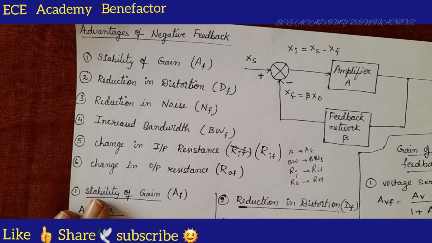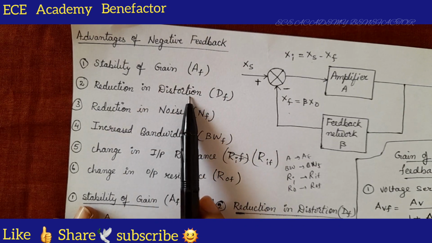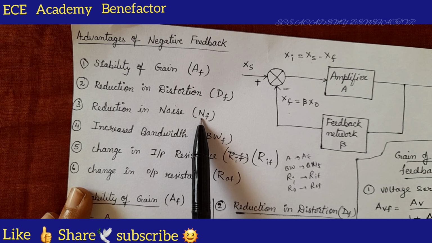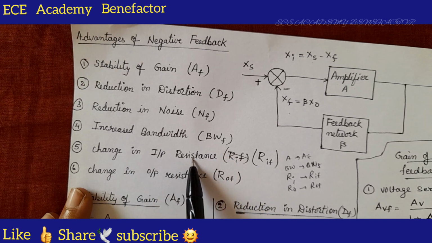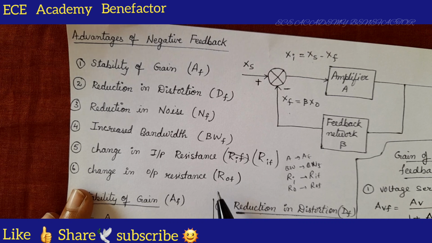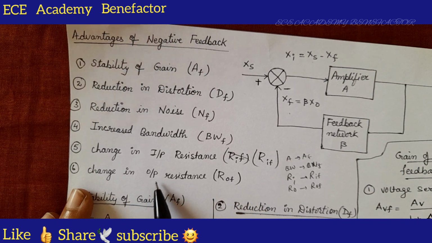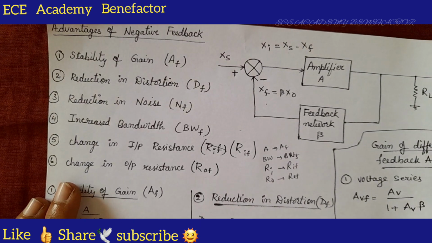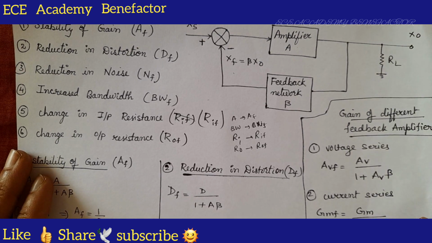I hope now it's very easy to remember these advantages of negative feedback: stability of gain AF, reduction in distortion DF is equal to D by 1 plus A beta, reduction in noise NF is equal to N by 1 plus A beta, increased bandwidth BWF is equal to BW dot 1 plus A beta, change in input resistance, so RIF is changing, change in output resistance ROF is changing. For voltage series and voltage shunt it is reducing, for current series and current shunt output resistance is increasing. So we say that there is change in output resistance. So these are very important equations related to advantages of negative feedback, and the explanation in detail is given in the previous video.